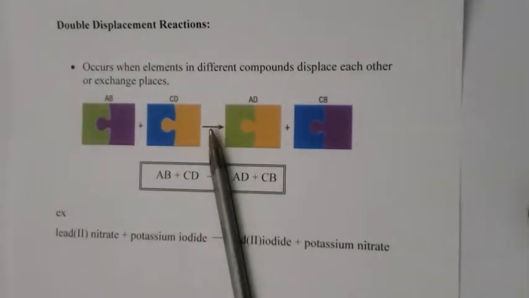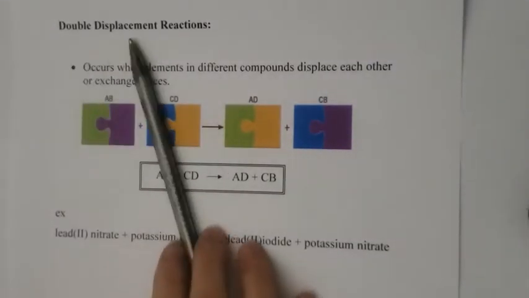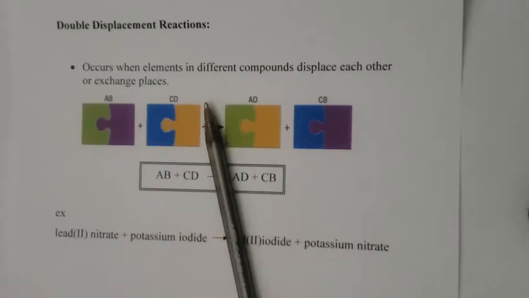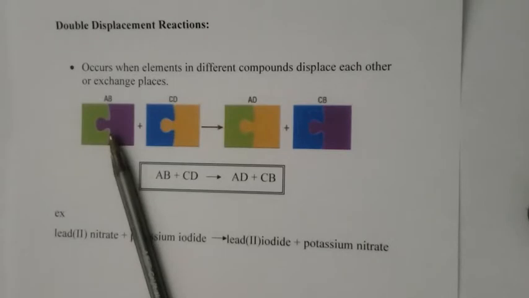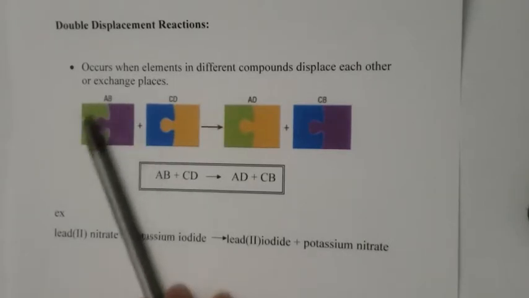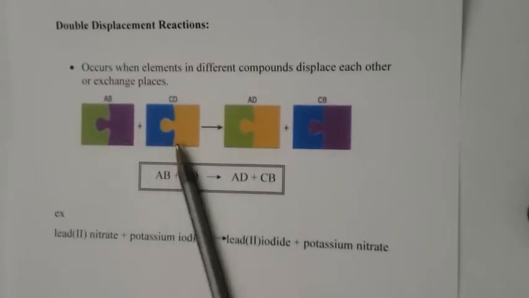Our last reaction we're going to look at today is called double displacement reactions. So we saw in a single displacement reaction we had a single compound and a single element, and the single element switches. This time we have two compounds, okay? We have two compounds and we have that switchy thing happening.